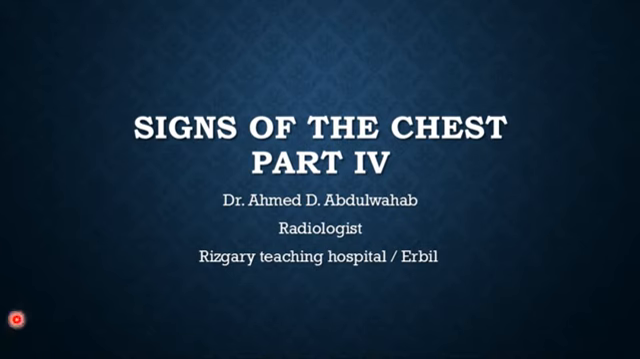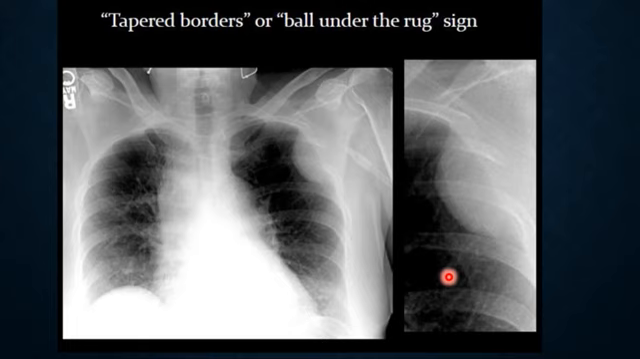Today we will continue with our size of the chest part 4. It will be the first presentation in this new year, 2020. We will continue from where we left last time with the tapered borders, or ball under the rug sign. What does that mean?